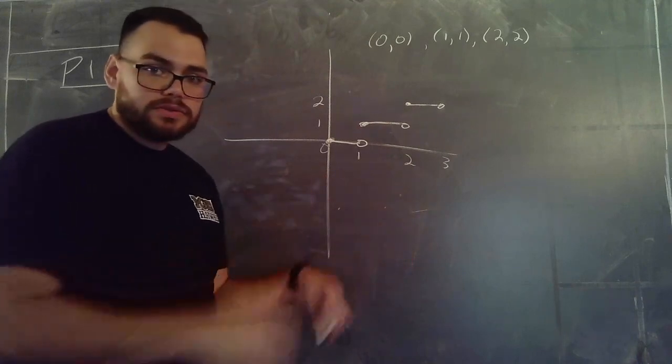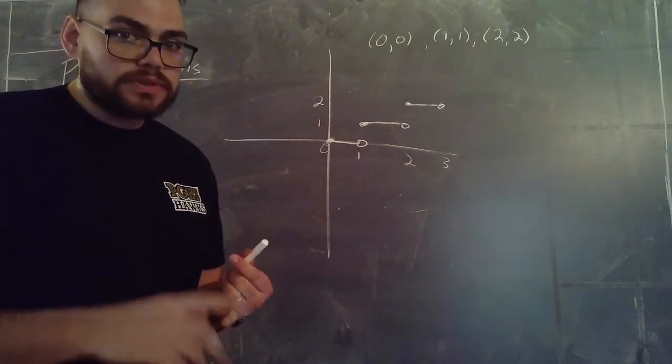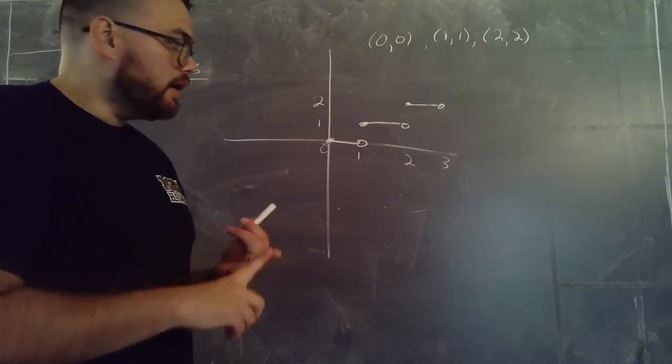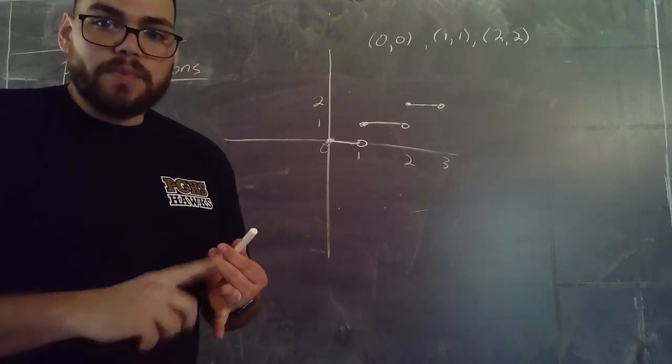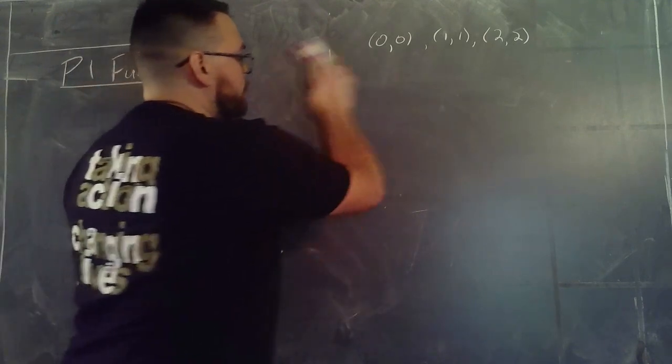Okay, so this is one of those that would actually pass the vertical line test when we're fixing to look at one of those, and it would actually pass the mapping test as well if we were to map it.